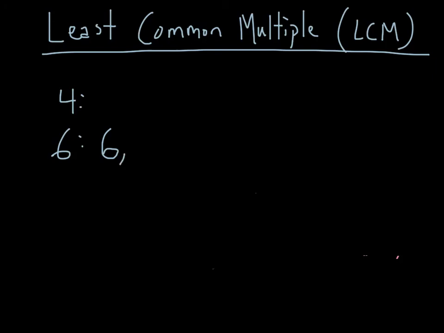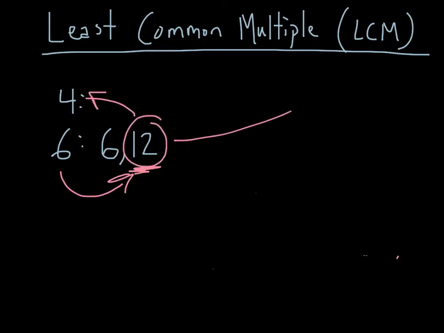So what's the next multiple of 6? 12. Is 12 a multiple of 4? It is, because 4 times 3 equals 12. So in other words, I just found the first multiple of 6 that is also a multiple of 4. So 12 automatically is my least common multiple, or LCM.